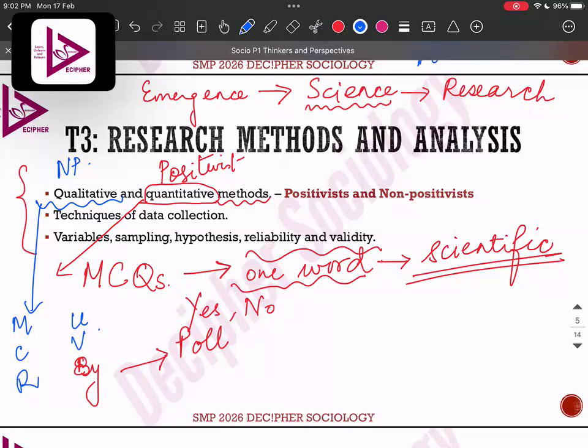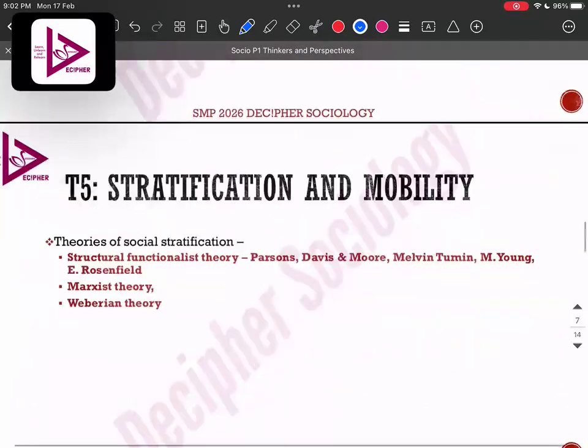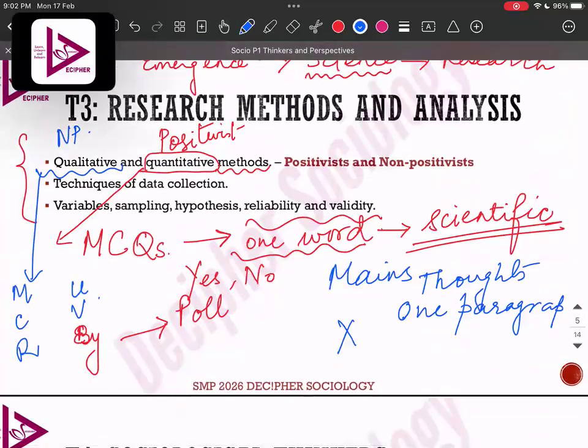Qualitative method is like your mains examination, where you have to write your thoughts, where you have to express your answer in, let's say, one paragraph, or there is a word limit. For example, we have X, which used to be called Twitter. There we have a word limit. Still, you can express your opinion in words.